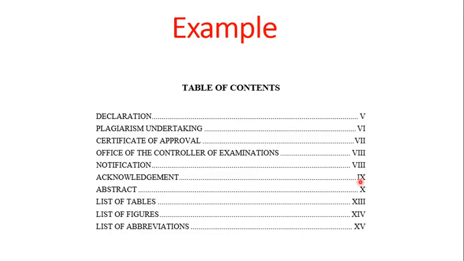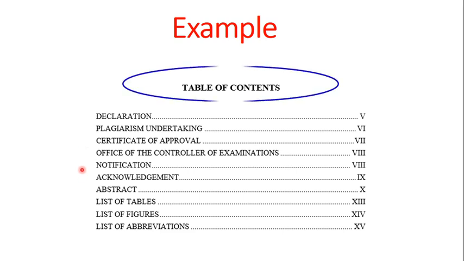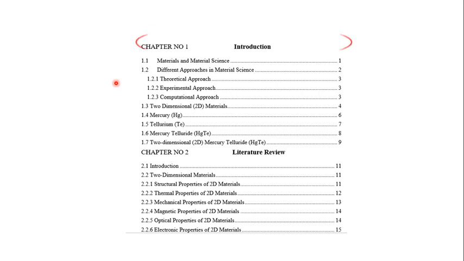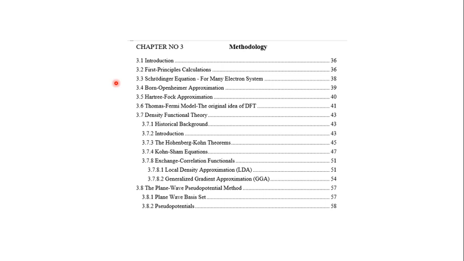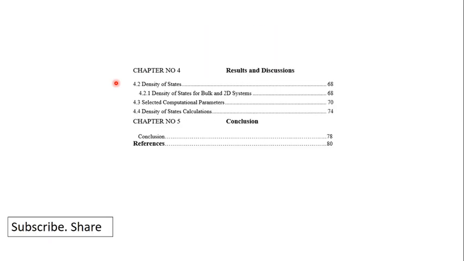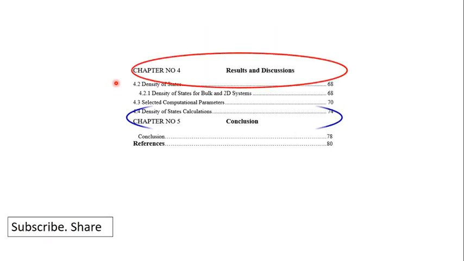Let's have a look at an example from an actual PhD thesis. Let's have a look at the table of contents. So a typical thesis has some initial pages like declaration, plagiarism, undertaking, certificate of approval, etc. And then we have chapter number 1, which is about introduction, chapter number 2, literature review, methodology, results and discussion, and finally we have conclusion.